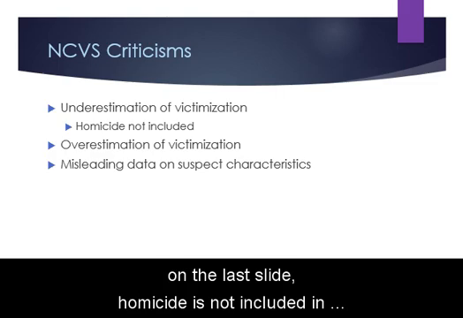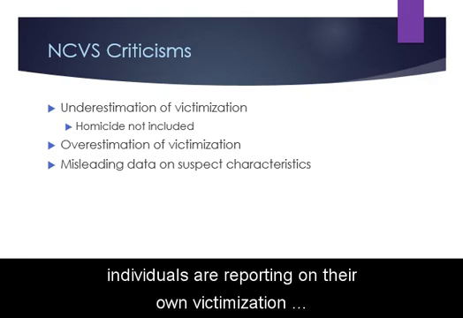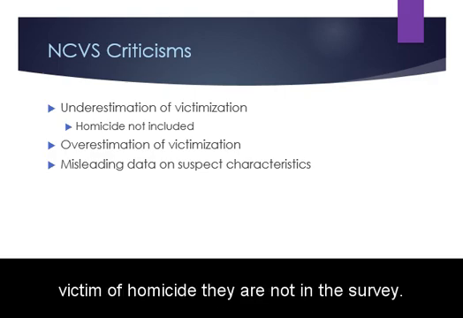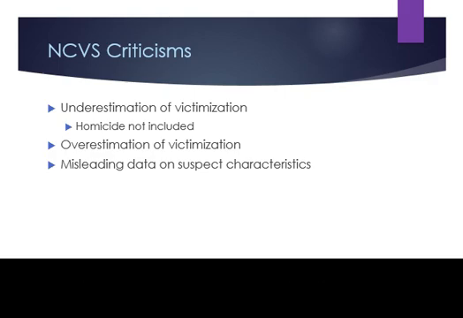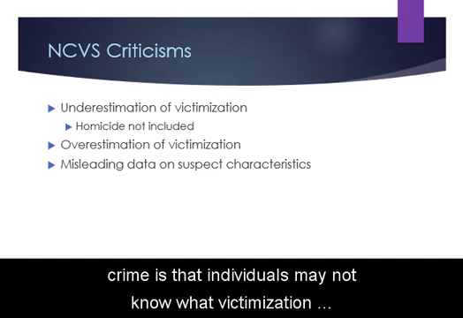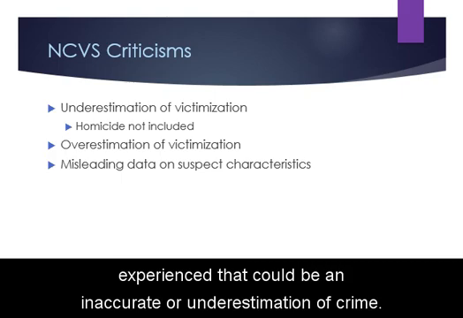One of the things that I wanted to point out, if you didn't notice on the last slide, is that homicide is not included in the NCVS. Because if you think about it, individuals are reporting on their own victimization experiences. So if someone has been a victim of homicide, they are not in the survey. So, it doesn't include homicide. Additionally, the other ways in which it can underestimate crime is that individuals may not know what victimization experiences their household members had experienced. So that could be an inaccurate underestimation of crime.